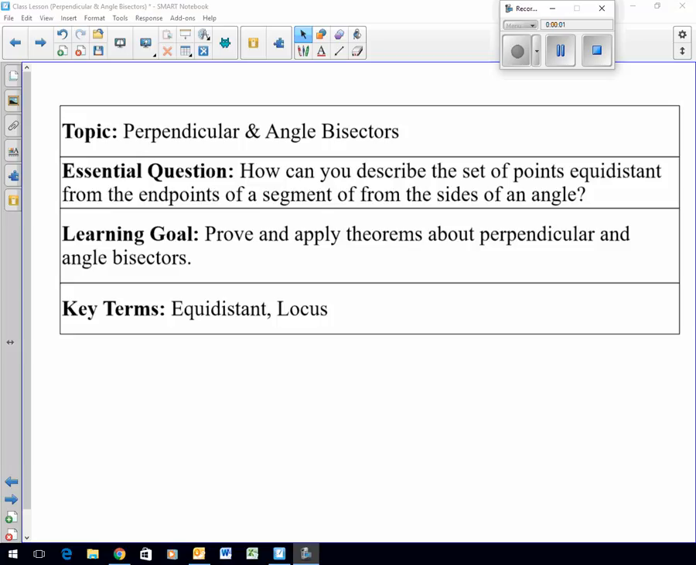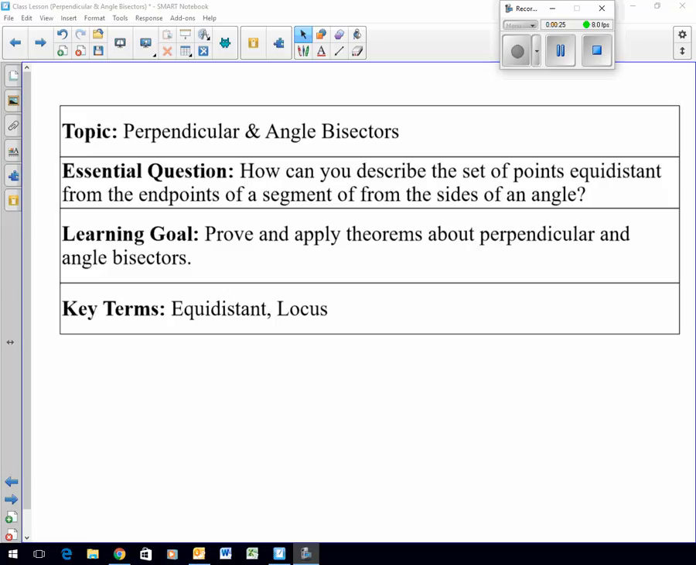Hi guys, we're going to be talking about perpendicular and angle bisectors today. We're trying to see how we can describe a set of points that are equidistant from the endpoints of a segment, or I should say, from the sides of an angle. The learning goal is to prove and apply theorems about perpendicular and angle bisectors.